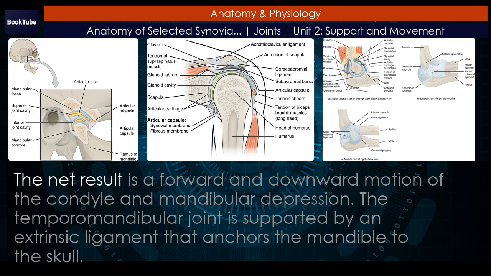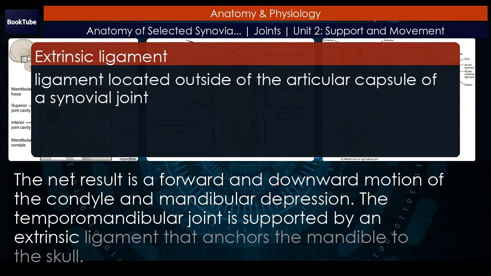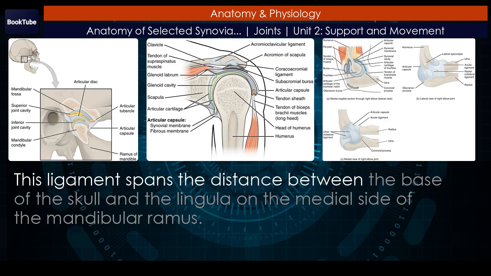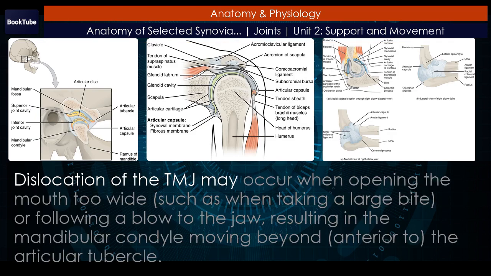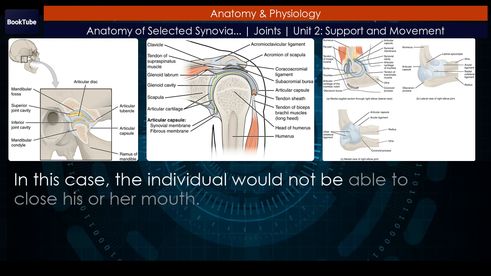The net result is a forward and downward motion of the condyle and mandibular depression. The temporomandibular joint is supported by an extrinsic ligament that anchors the mandible to the skull. This ligament spans the distance between the base of the skull and the lingula on the medial side of the mandibular ramus. Dislocation of the TMJ may occur when opening the mouth too wide, such as when taking a large bite or following a blow to the jaw, resulting in the mandibular condyle moving anterior to the articular tubercle. In this case, the individual would not be able to close his or her mouth.